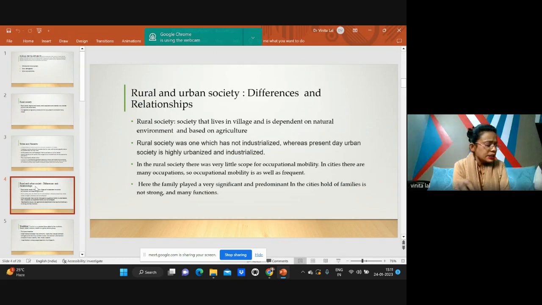Now we come to rural and urban society. What is the difference and what is the relationship? As I told you, rural society is culturally backward. They live in a village, depend on the natural environment and are totally based on agriculture. They don't have an industrialized pattern, but they are totally cultural. In contrast, they generate surplus not only for acquiring things they do not produce, but also for the city; they produce for the urban areas. So we can say economic interaction is closely linked.